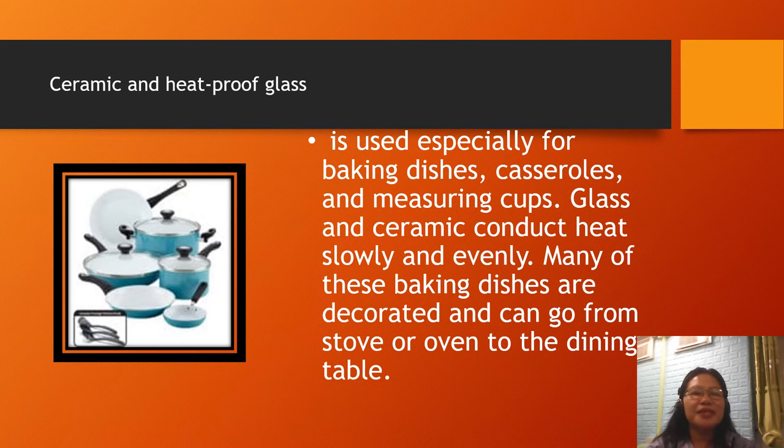Okay, let's proceed. And we are now in the ceramic and heat-proof glass. It is used especially for baking dishes, casseroles, and measuring cups. Glass and ceramic glass conduct heat slowly and evenly. Many of these baking dishes are decorated and can go from stove and oven to the dining table.